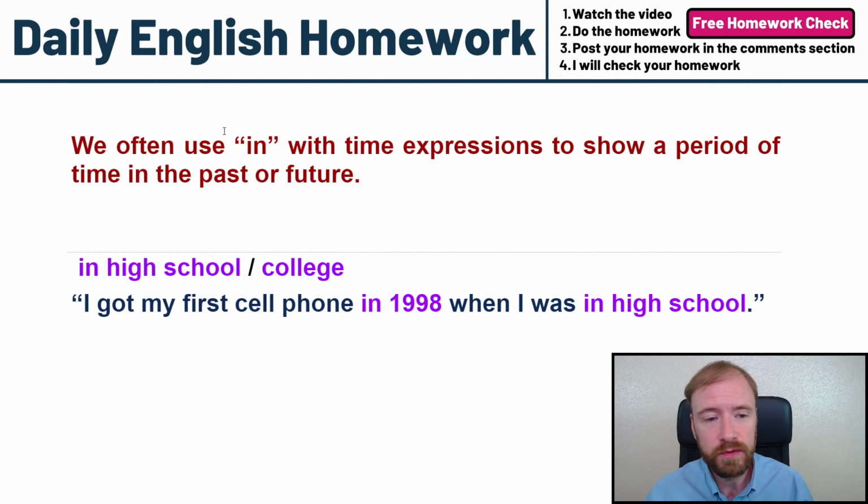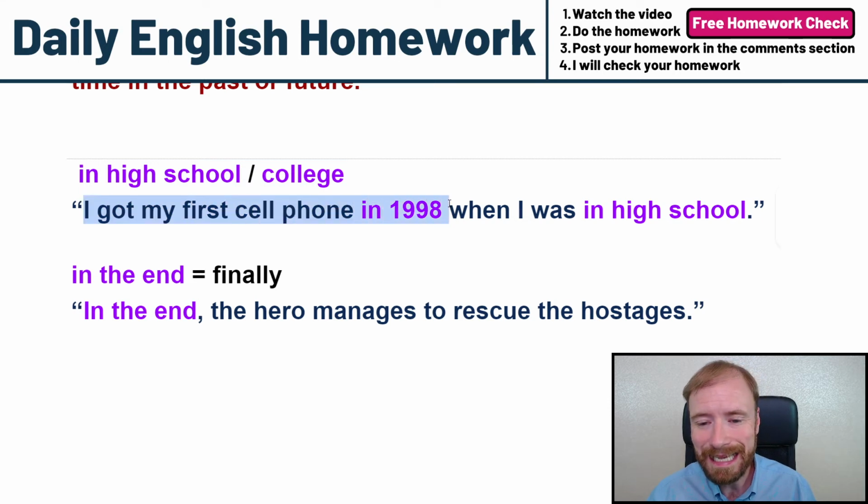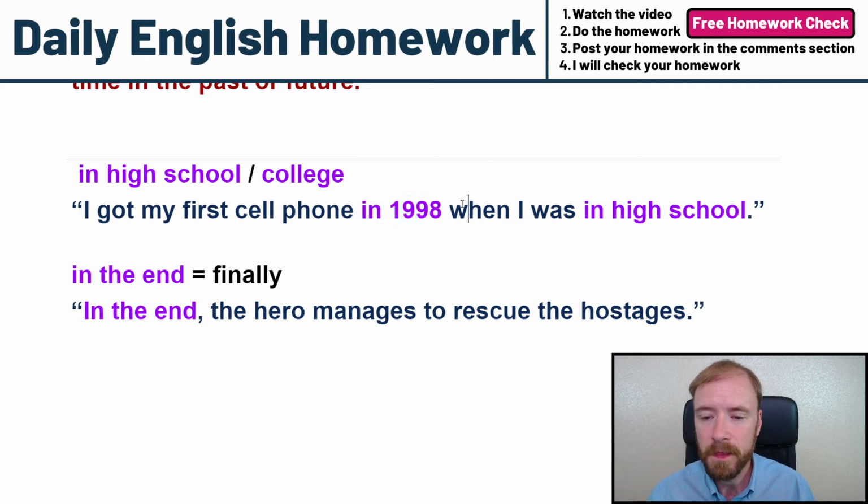All right, we're going to go back to some time expressions. There's still a lot more ways to use in. Keep watching. You have to learn this. We often use in with time expressions to show a period of time in the past or future. So in high school or college. I got my first cell phone in 1998. Okay, we learned before with a year we have in. So I got my first cell phone in 1998 when I was in high school. So I'm talking about the time in high school or in college.